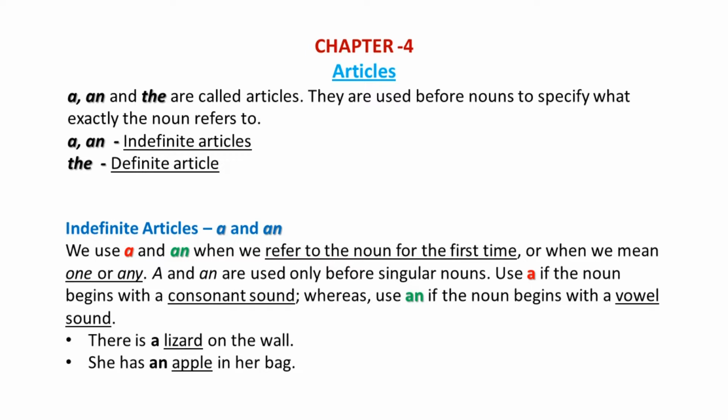In the first sentence, we have used a before the noun lizard because lizard begins with a consonant sound L. And in the second sentence, we have used an before the noun apple because it begins with a vowel sound A. So that is it about indefinite articles. Now let us go to the definite article the.